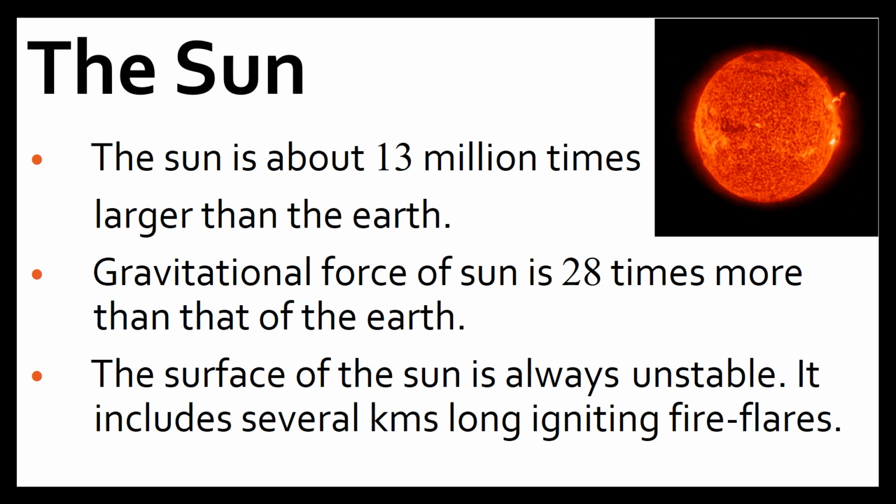For example, if you want to make a revolution around the Sun, you sit in a plane running at a velocity of 1000 kilometers. It will take 107 years to complete the revolution. Gravitational force of the Sun is 28 times more than that of the Earth. The surface of the Sun is always unstable. It includes several kilometers long igniting fire flares.